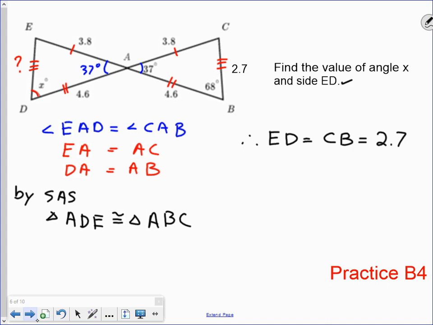What about angle X? Well, let's see. Angle X is between our side with 2 ticks and our side with 3 ticks. So it's going to correspond, let's see, 2 ticks and 3 ticks. It is going to be corresponding to this angle right over here. So X is equal to, well, this is angle D, which is going to be equal to angle B, which is 68 degrees.